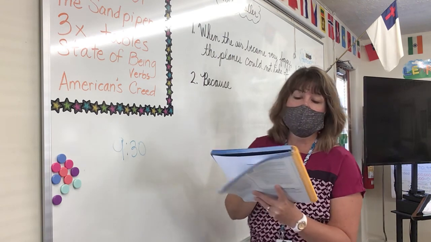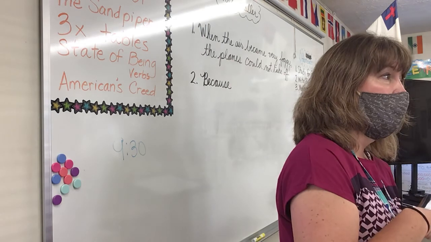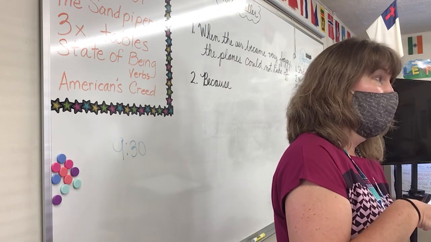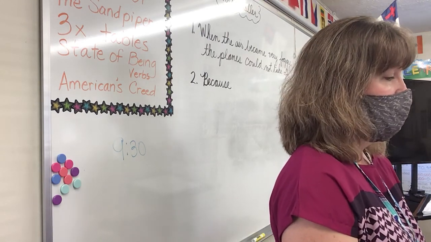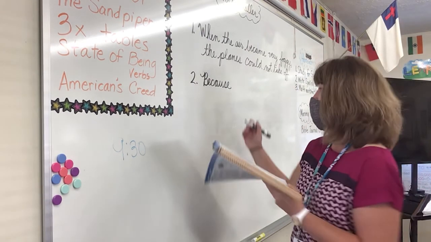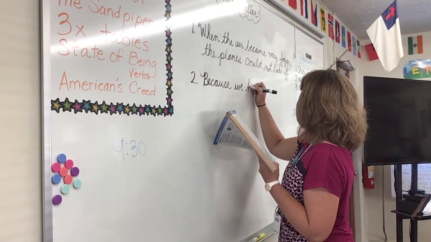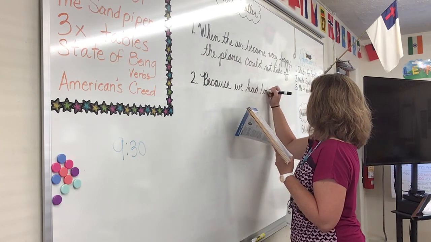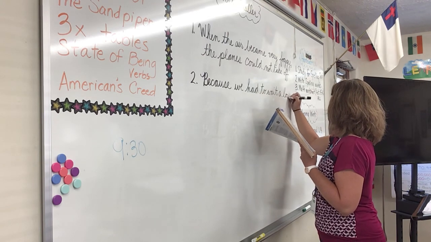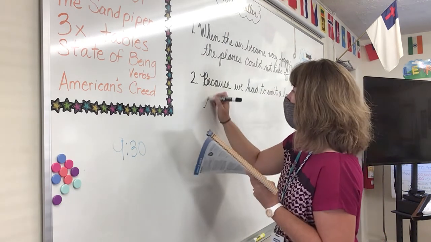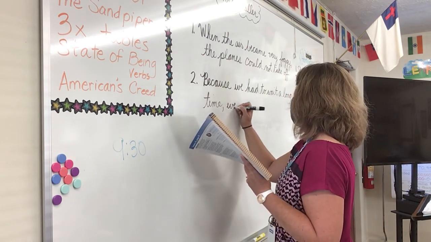Okay, so the sentences go together. The air was foggy, so the planes couldn't take off. And then because the planes couldn't take off, they had to wait a long time, so they called their grandparents. I guess to tell them they were going to be late. Because we had to wait a long time, comma, we called my grandparents.